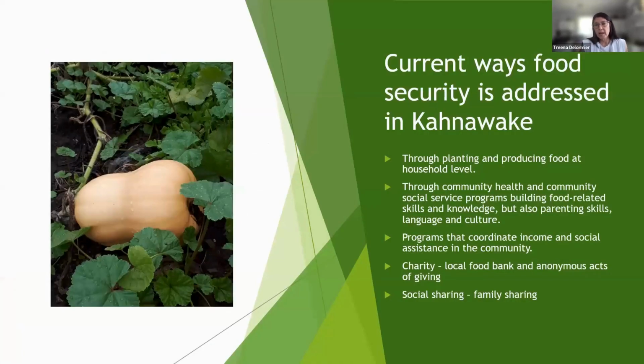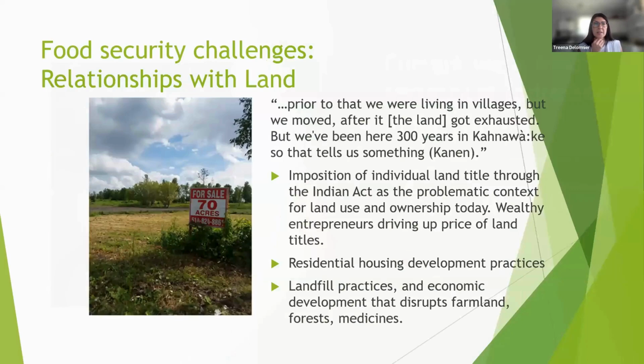When we looked at how food security is currently being addressed in Kahnawake, it was mostly through planting and producing food at the household level, through community health and social service programming, programs that coordinate income and social assistance to the community. Through charity, we have a local food bank and anonymous acts of sharing that people talked about, just knowing somebody needs something and leaving food for them, and social sharing. Having family gatherings still plays big in our cultural practices.